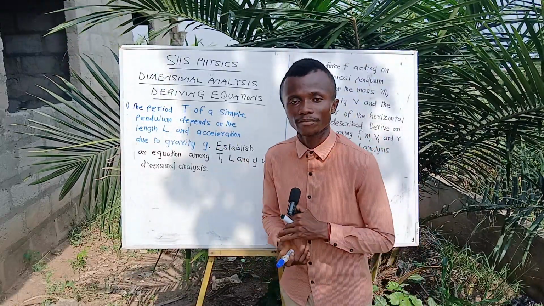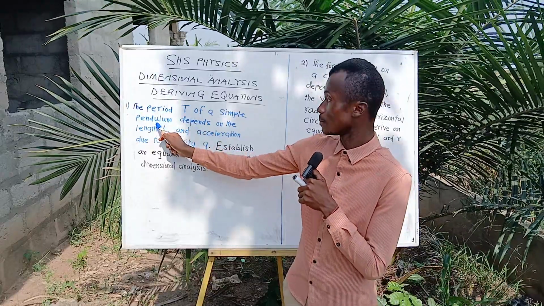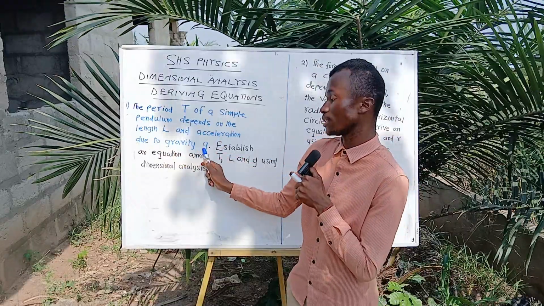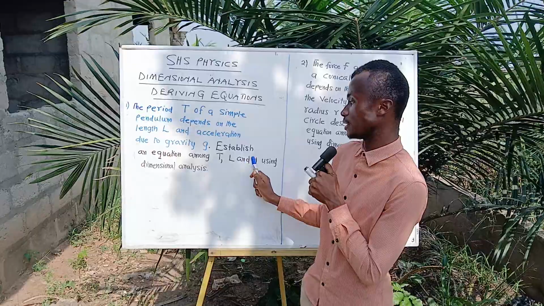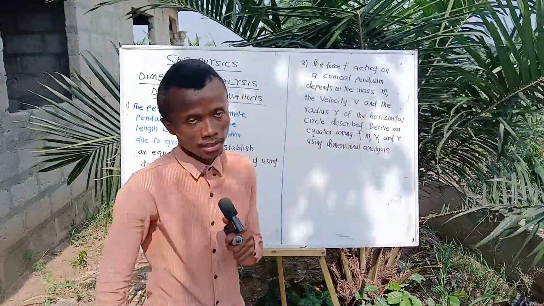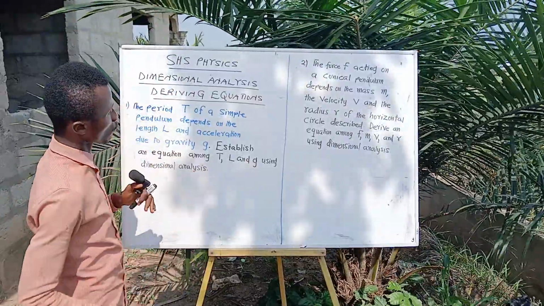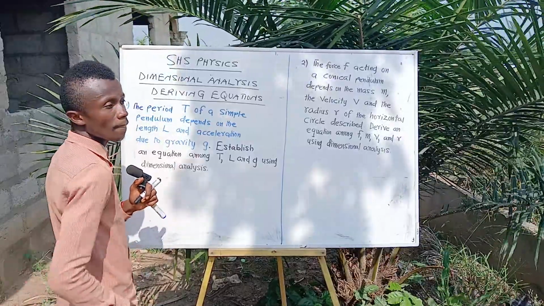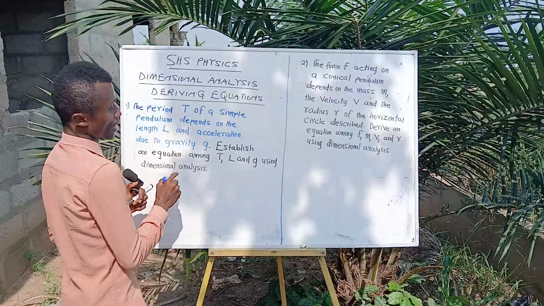Let's take this question. The period T of a simple pendulum depends on the length L and acceleration due to gravity g. Establish an equation among T, L, and g using dimensional analysis. The first thing to do when we get a problem of this sort is to write a proportionality expression over here.